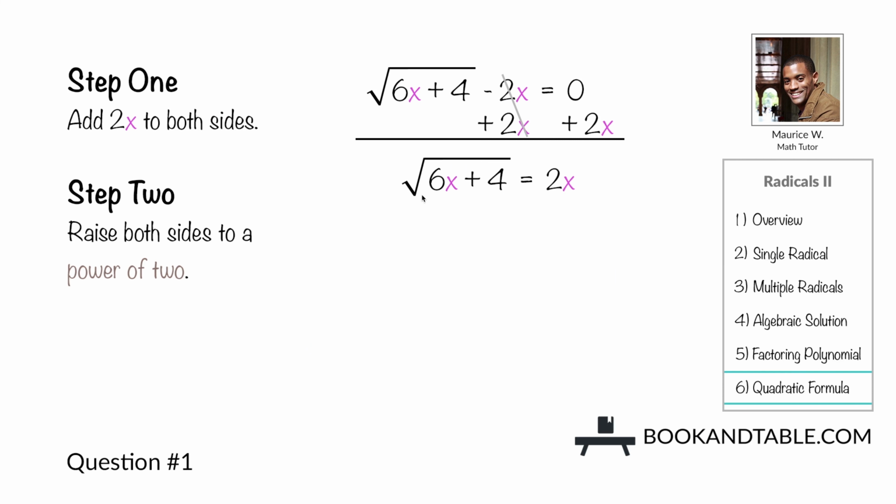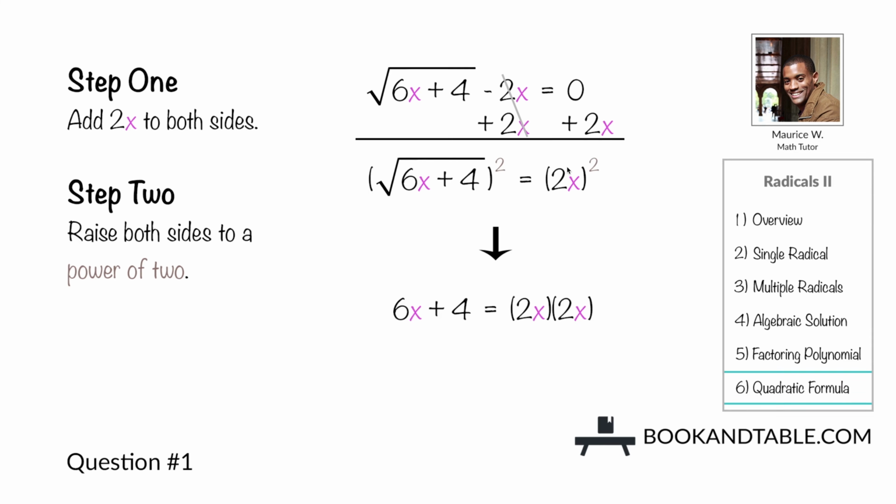Question number 1. The square root of 6x plus 4 minus 2x is equal to 0. So we always want to isolate the first radical. So step 1, add 2x to both sides, leaving you with just the radical, the square root of 6x plus 4 on the left side, and 0 plus 2x leaves you with just 2x on the right side. Now we want to remove this radical sign, so we want to raise both sides of the equation to a power of 2, leaving you with just 6x plus 4 on the left side, and 2x squared on the right side, which would give you 4x squared.